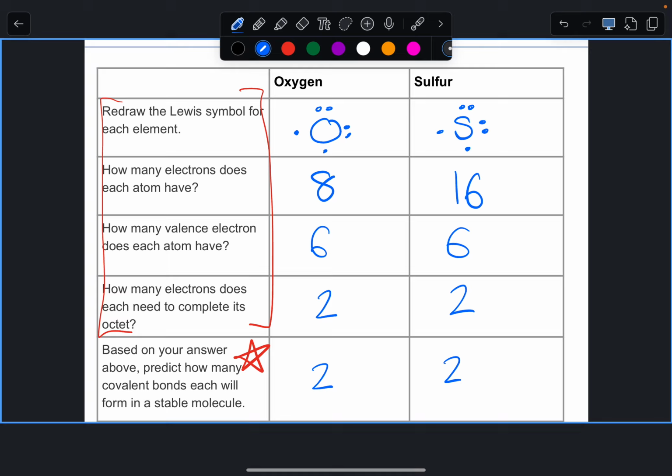It's another way for it to get electrons. It's just that it doesn't completely take them from the metal. It's going to share them with nonmetals. So we'll show this in detail on the last slide.